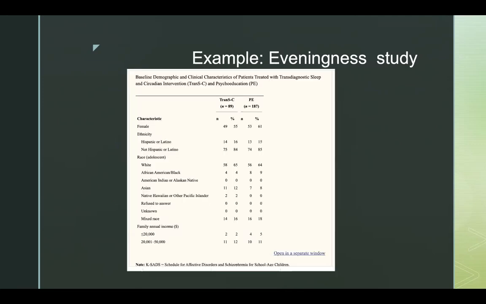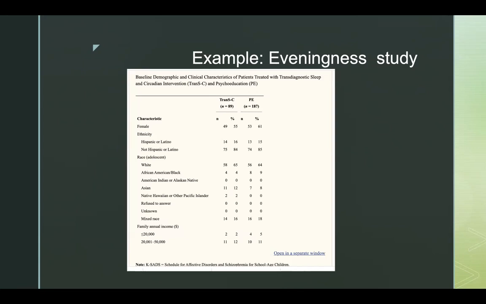So we're going to look at an example. Here we are again with our eveningness study, and we have a table that tells you the demographic and clinical characteristics of the patients who are treated with the trans-C intervention, and then the patients who are treated with just the psychoeducation. So what you're doing is you're just looking at the average characteristics that are in each group.